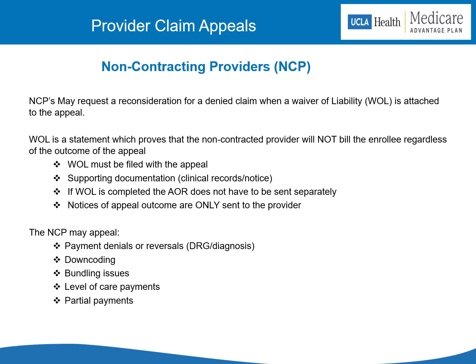And now, if we get a WOL, we don't need an AOR because they're not representing the member since they're not going to be billing the member. Notices of appeal outcome are only sent to the provider for claim appeals. These are true provider appeals. These are not our member appeals. The NCP may appeal anything from payment denials or reversals, downcoding, bundling issues, level of care payments, and partial payments.